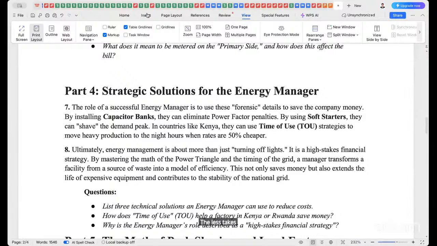Now let's take someone to read the paragraph for 7 and 8. Let's have Kelvin. Kelvin, can you read 7 and 8? Yeah, good afternoon, everybody.